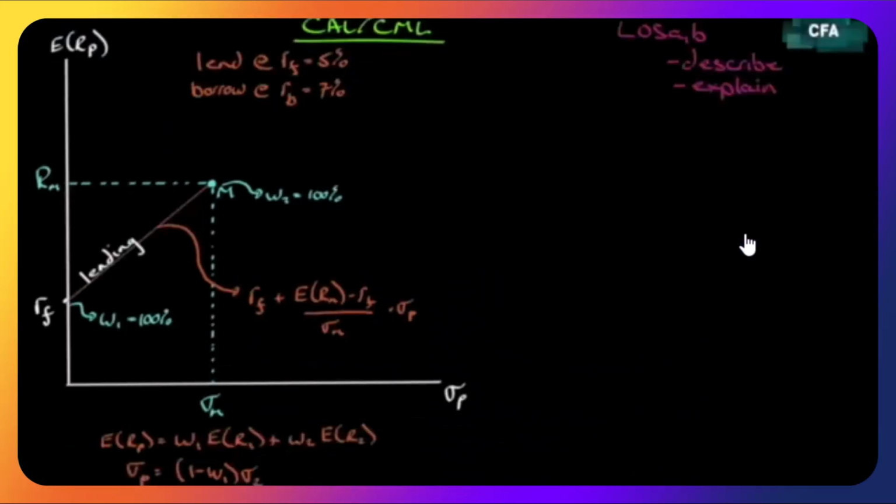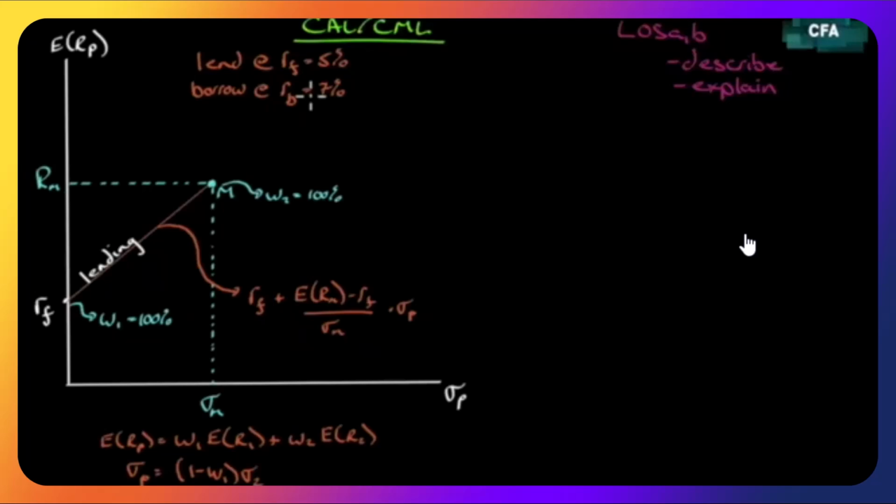Well, let's look at lending and borrowing here. In our lending portfolio, we can lend at the risk-free rate. So that creates this type of slope, as we show over here. But now we have to borrow at 7%. We can't borrow at 5%. We have to borrow at 7%. Well, that's easy enough to do.